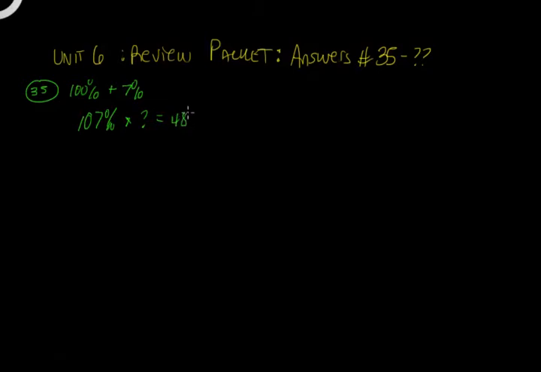Of what? I don't know. It's $48.15. So to solve, we would divide both sides by 1.07, which is just the decimal form of 107%. When we do that division, we get 45 bucks.